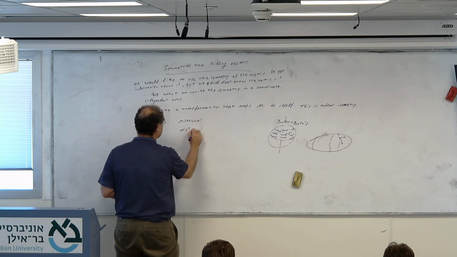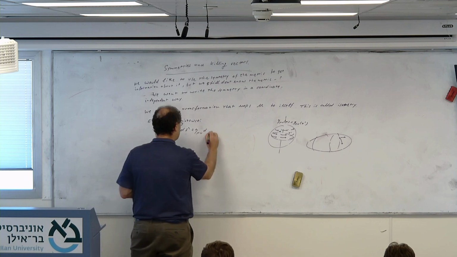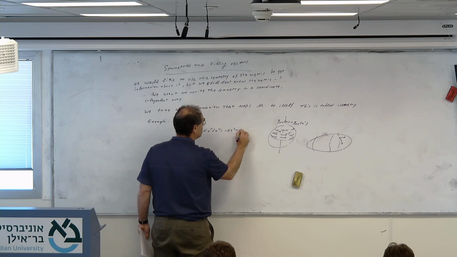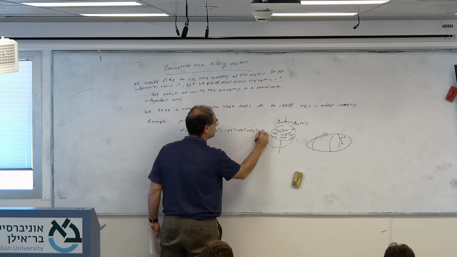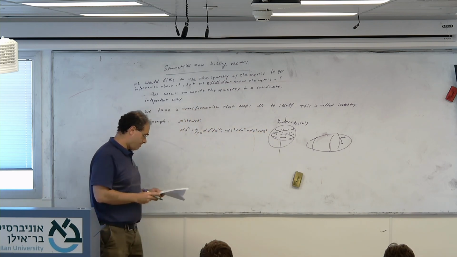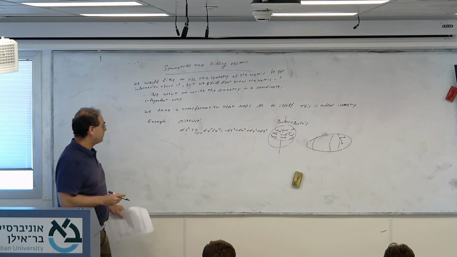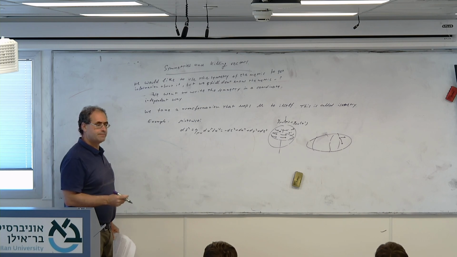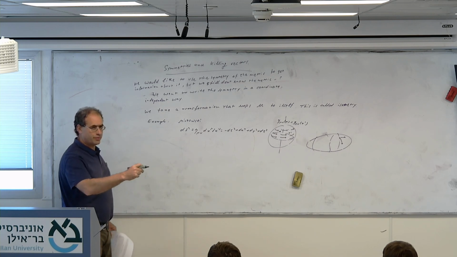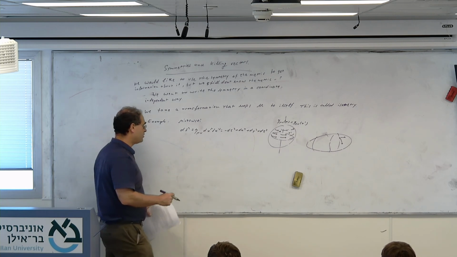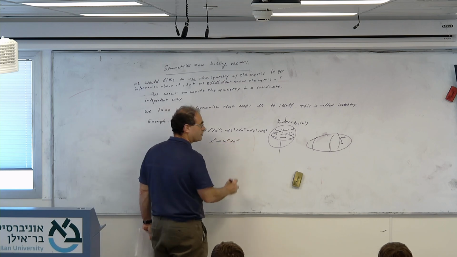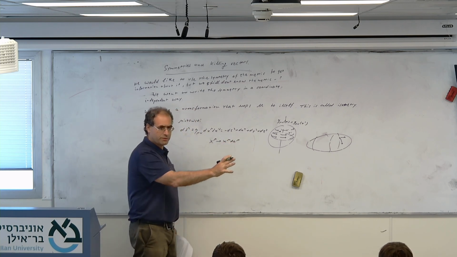ds squared is eta mu nu dx mu dx nu. This is minus dt squared plus dx squared plus dy squared plus dz squared. Now, can you give me an isometry of this space? Any translation is an isometry. If I take a translation, x mu goes to x mu plus a mu, for some constant a mu, that is an isometry in this space.